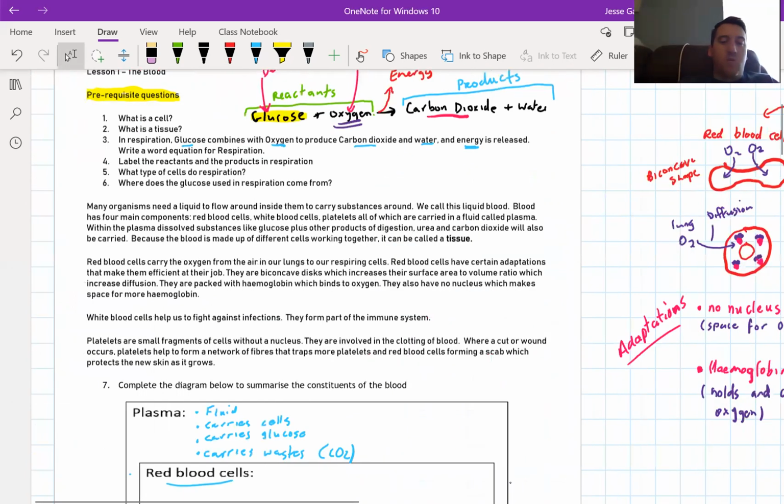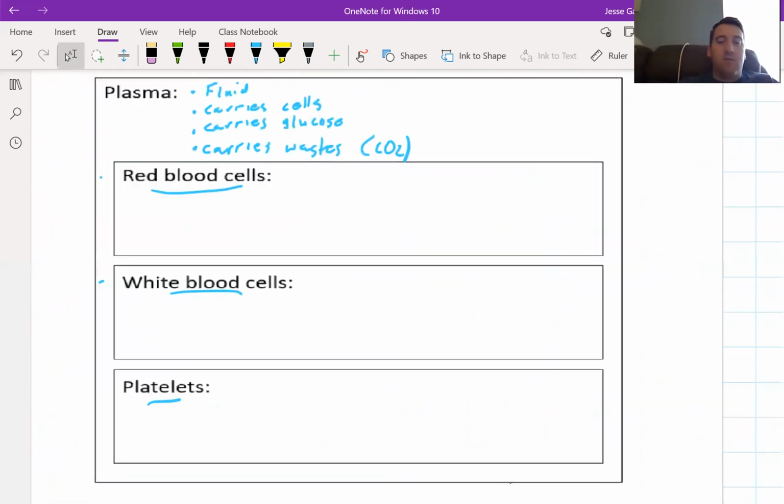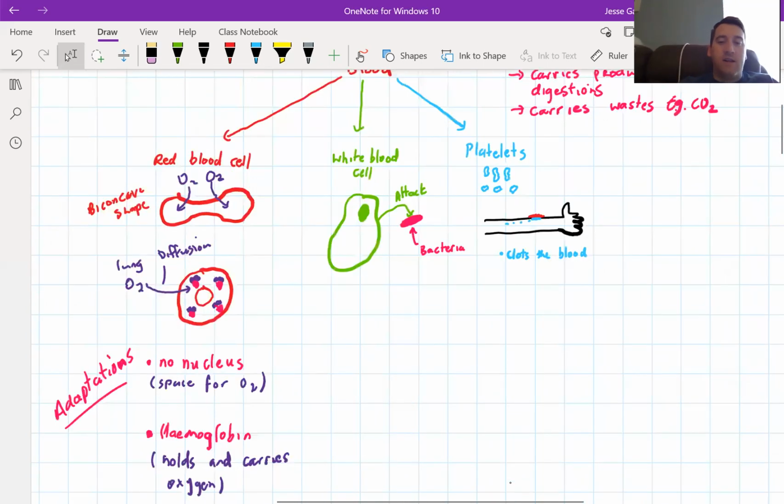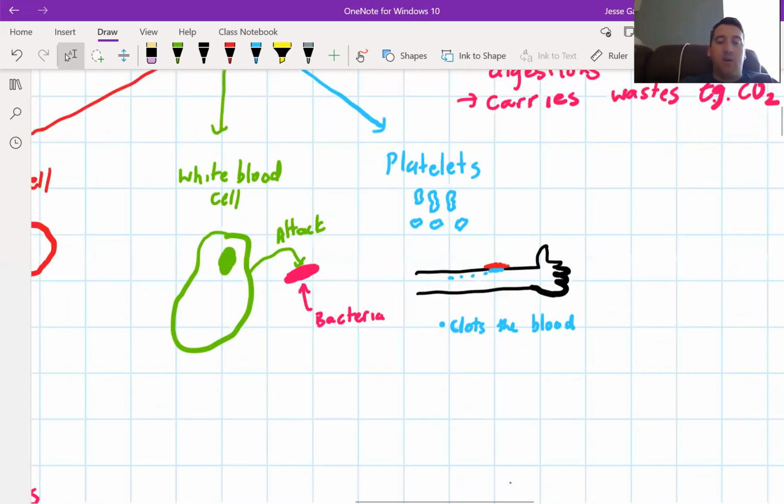Right, on to the white blood cells. Let's do the white blood cell now. Do that now. And let's do platelets. Diagrams if you can. Okay, and we are going to have a look at the details of white blood cells and platelets. There you go.